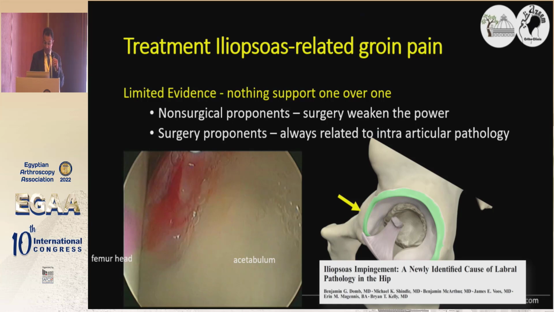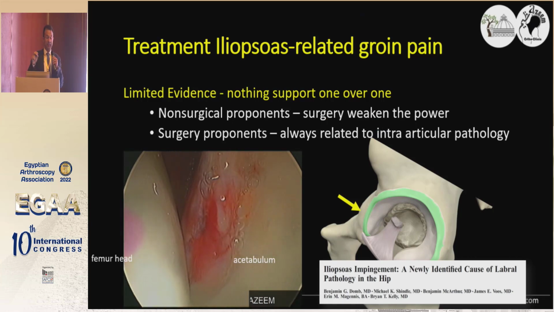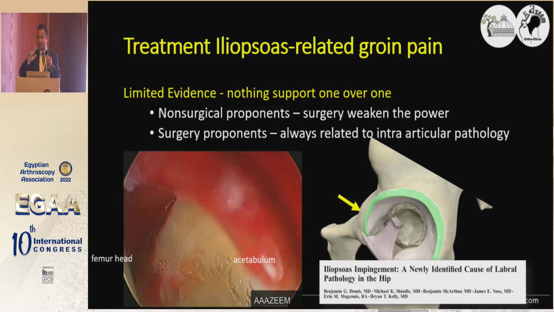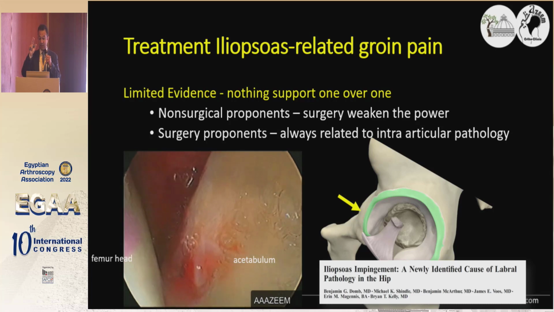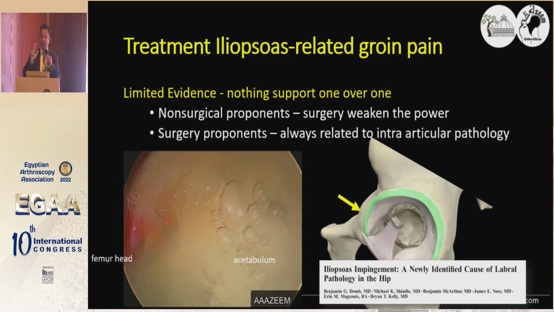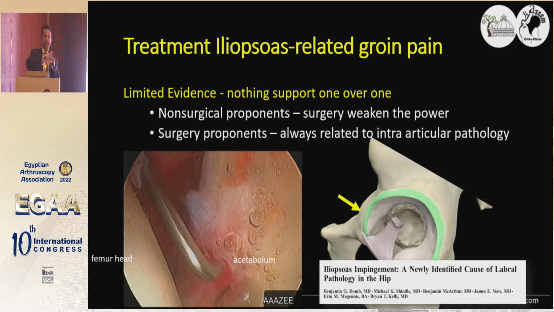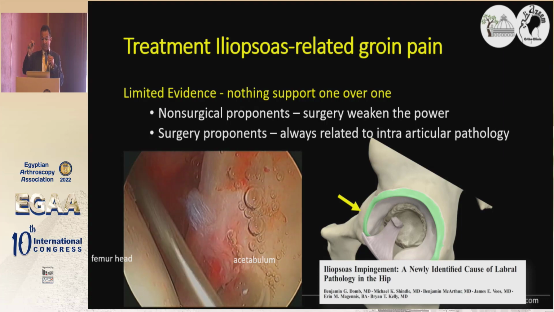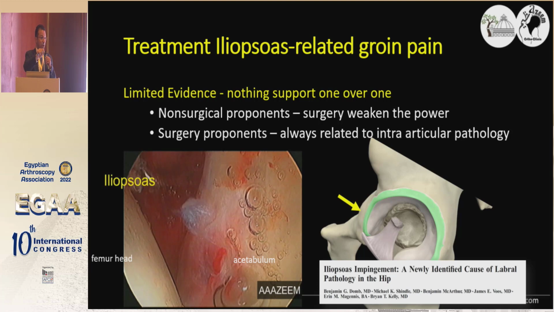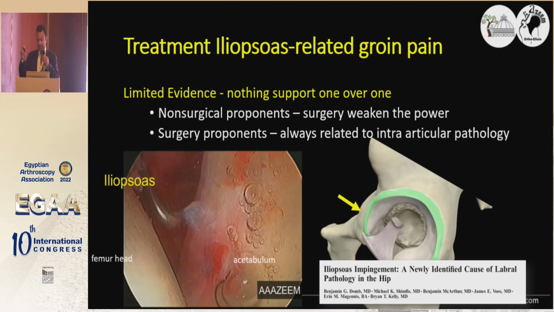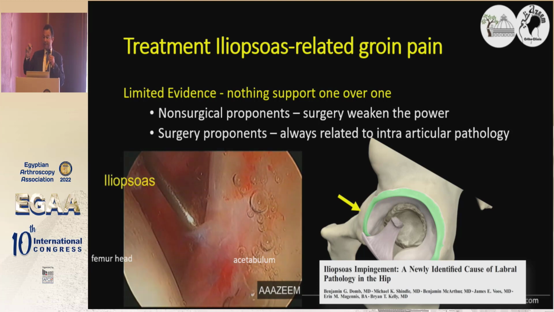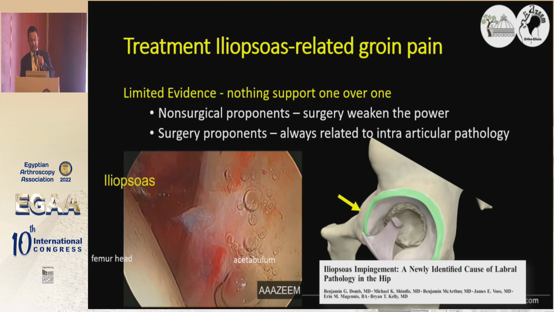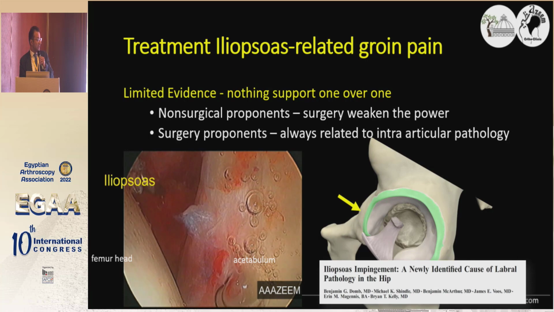There is limited evidence on which is the best treatment method for it. The non-surgical proponents say that the surgery will weaken the power. However, surgical proponents say that it's always associated with an intra-articular pathology, especially labral tears at 3 o'clock, what we name the iliopsoas impingement syndrome, or the most anterior labral tear at 3 o'clock, just beneath the iliopsoas tendon.